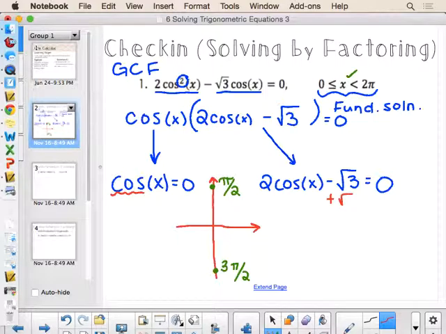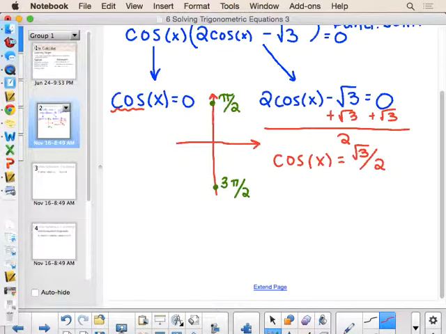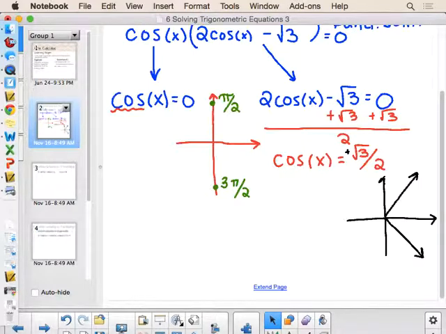We're going to add root 3 on both sides, and then we're going to divide everything by 2 in order to isolate our cosine. So we get cosine of x is equal to positive root 3 over 2. Things I'm thinking about: I'm noticing that cosine is equal to positive root 3 over 2, and cosine is positive in the first and the fourth quadrant. To have a cosine value of positive root 3 over 2, I know that I'm thinking about my 30-degree reference angles, so I'm thinking about pi over 6. And I'm thinking about my 30-degree reference angle in my fourth quadrant.